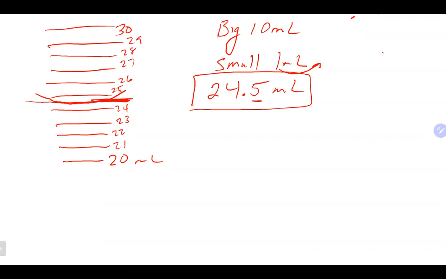That would have how many significant figures? It would have 3. Our uncertain digit would be the 5, right? That's right here.